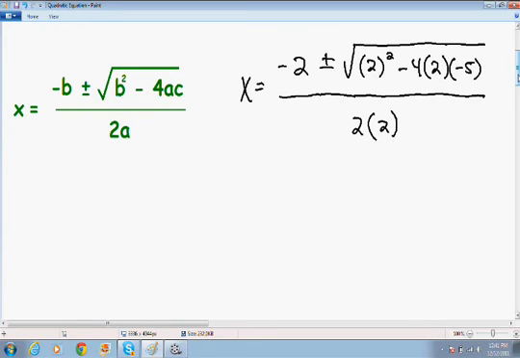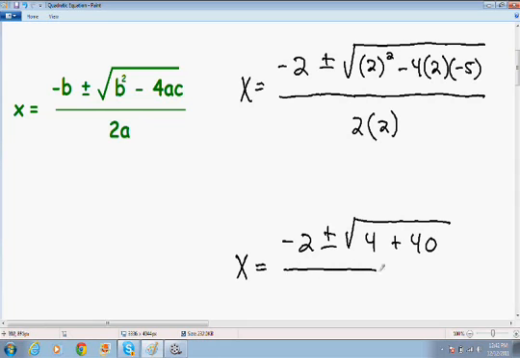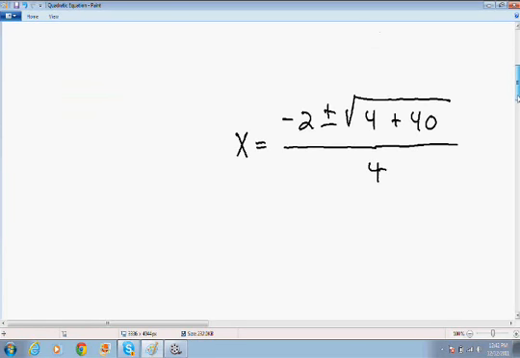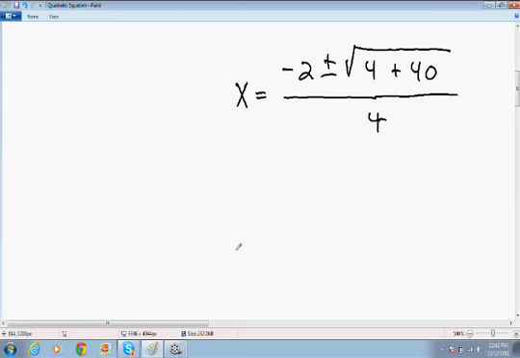So the first thing I'm going to do is simplify the square root. I'm going to write everything else exactly the same. The square root has 2 squared, which is just 4. Then we have a -4 multiplied by 2, which is -8. And -8 multiplied by -5 is +40. And all of this is divided by 2 times 2, which is 4. Now I'm going to simplify the square root even more. This equation becomes x equals -2 plus or minus, and 4 plus 40 is 44, so I'm going to write it as the square root of 44.